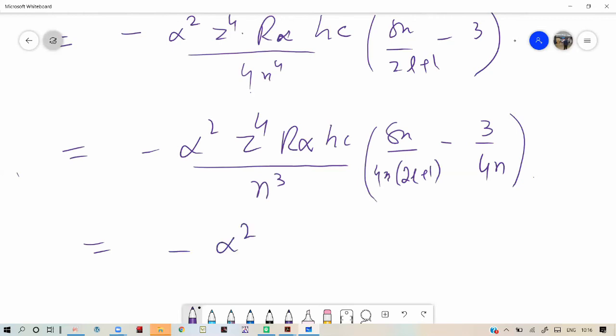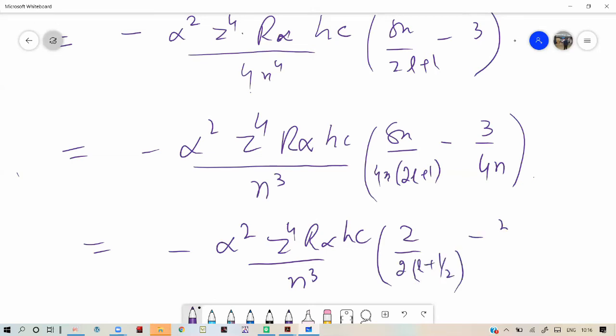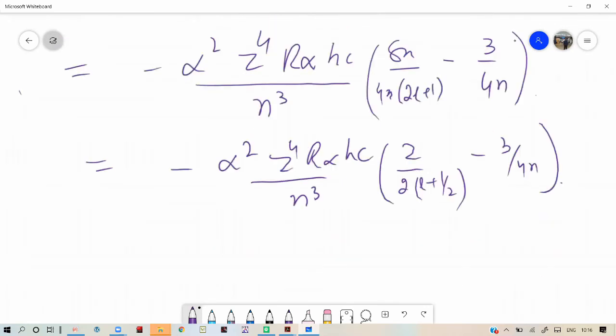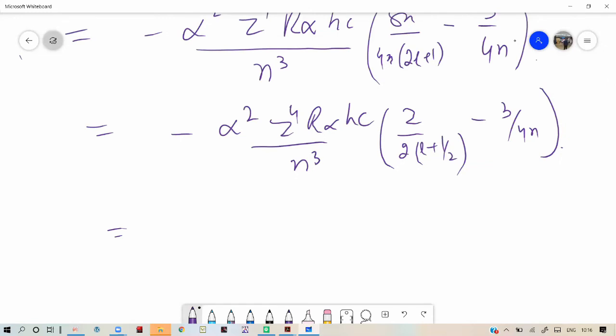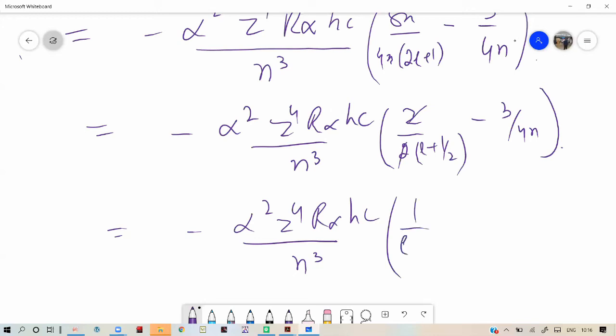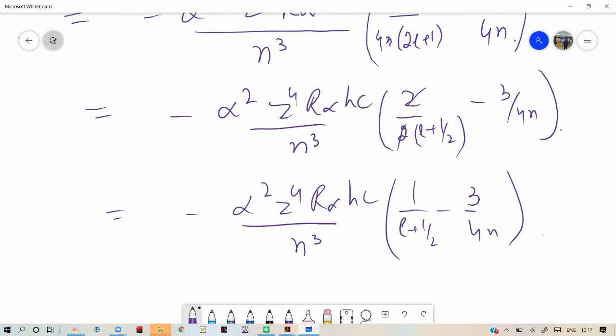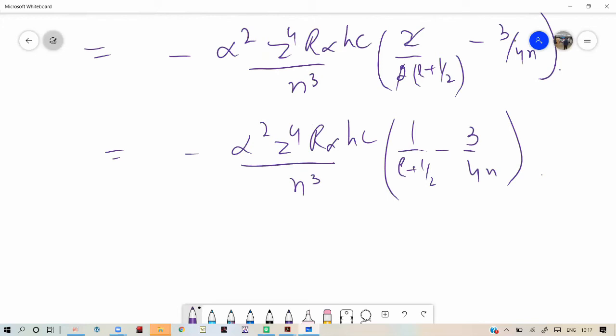So this is minus alpha square Z⁴ R infinity hc divided by n cube into 2 by 2 into L plus 1 by 2, minus 3 by 4. Simple mathematics, there is nothing new in this. So 1 is left, cancelled. 1 over L plus half minus 3 by 4. If you see the last expression which we derived yesterday, they look similar. They're not exactly similar, but they look similar, at least this part.